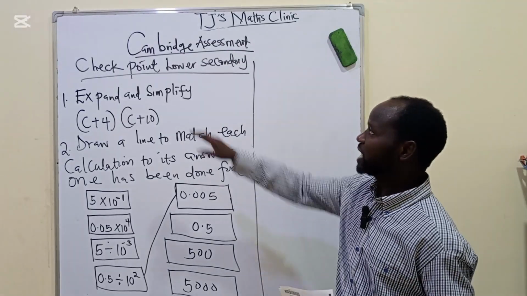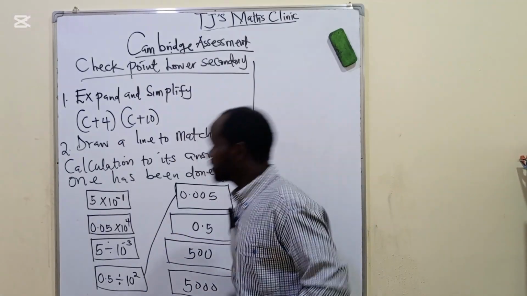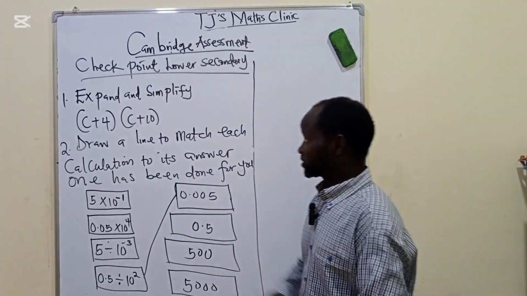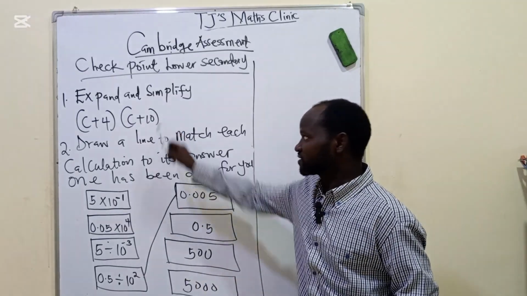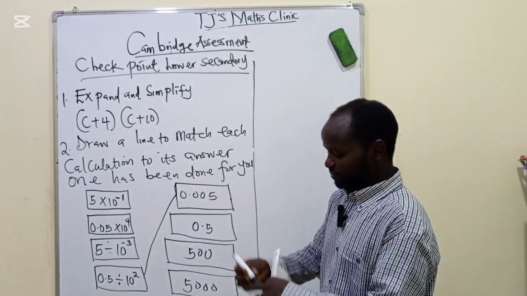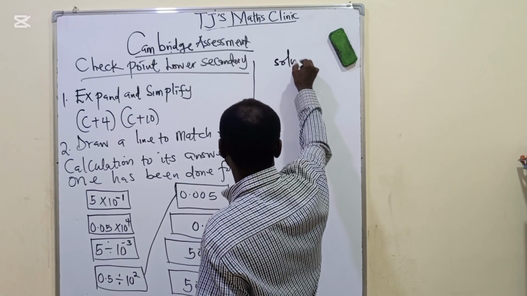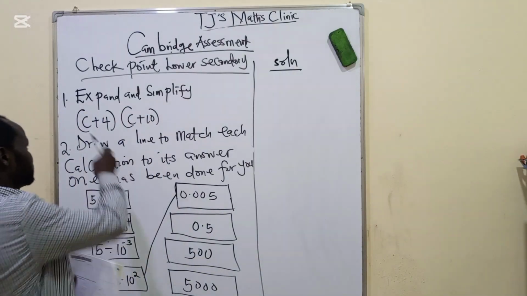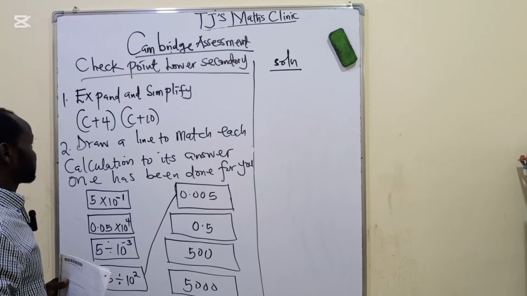First question here, we are asked to expand and simplify (c + 4)(c + 10). Let's look at how we can expand this expression and simplify. Let's write down the solution here. That's the first thing to do. Let me teach you the simplest way on how to expand this expression.